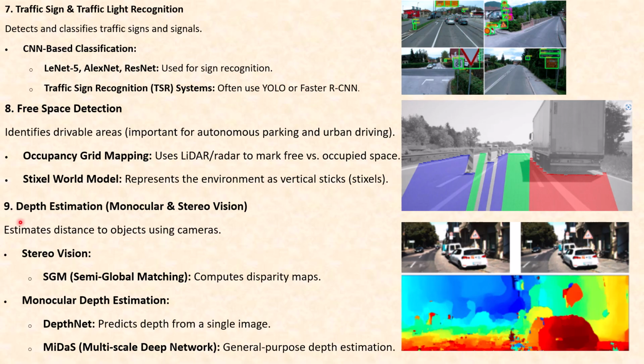Last but not the least comes depth estimation. What is meant by depth estimation, and how is depth estimated? With the help of monocular or stereo vision. It estimates the distance to the objects using cameras. Stereo vision, like semi-global matching, computes disparity maps. And monocular depth estimation predicts depth from a single image. Next comes MiDaS, general purpose depth estimation. This MiDaS is a very state-of-the-art multi-scale deep network, a very modern algorithm used for estimating the depth.